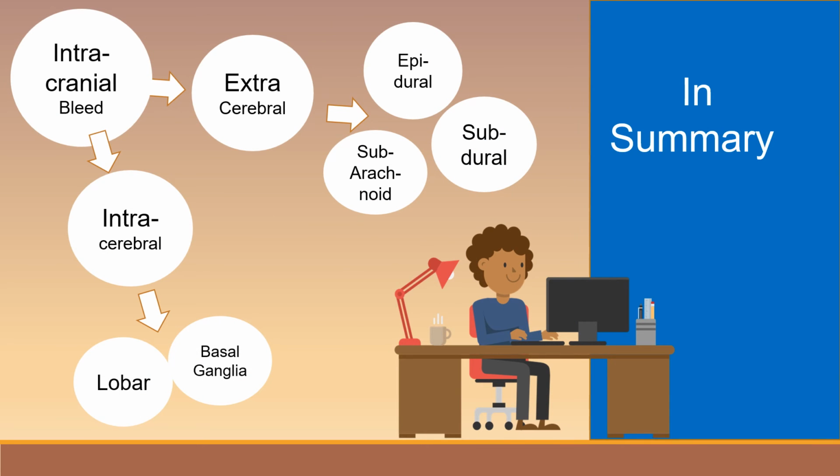Well, in summary, intracranial bleeding means bleeding inside the skull and can be divided into extracerebral and intracerebral, that is bleeding outside the brain tissue and inside the brain tissue. For the extracerebral blood, we have the epidural, subdural, and subarachnoid blood. And for the intracerebral, that means the bleeding inside the brain tissue, we can divide it into lobar and basal ganglia bleeding.